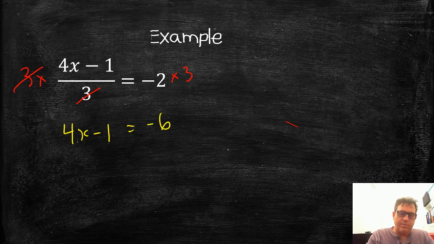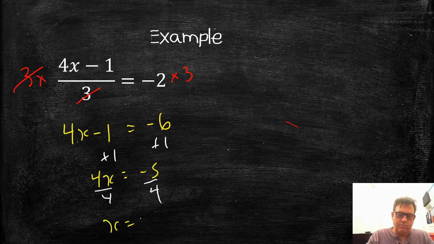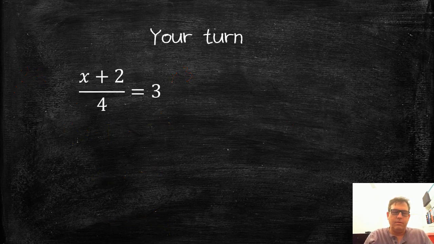Now we're going to add 1 to both sides. Now it looks like what we've solved before. So 4x equals minus 5. Divide by 4. And x equals minus 5/4. We just leave it like that, like an improper fraction. Okay, here's one for you to try. Pause the video and give this one a go.